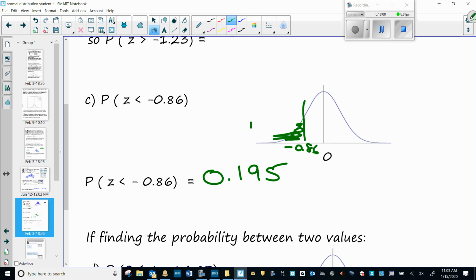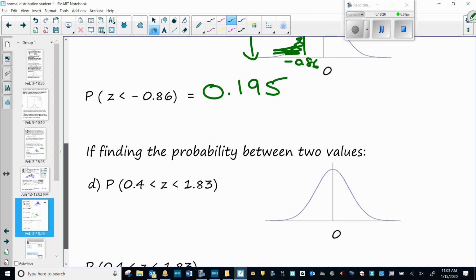Okay, so here your lower bound is going to be at negative 1,000 or negative infinity. Your upper bound is going to be negative 0.86 because we want Z less than that. So that's why having the sketch is the idea of it: it's supposed to give you that visual as to how much you're actually looking for and where your lower and upper bounds would be.